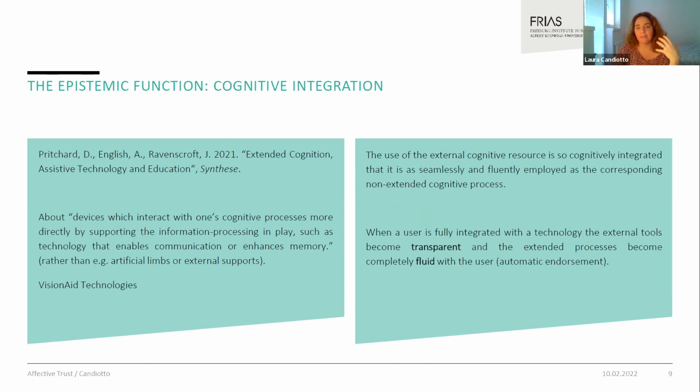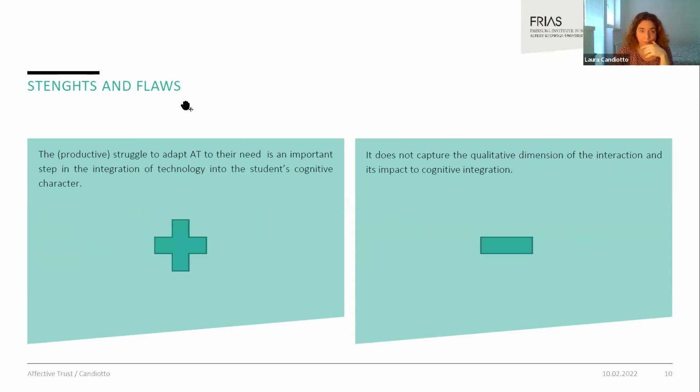And so they say that this happens when the tool is not perceived anymore as an external tool, but becomes transparent, and it is that through which the user can experience the world. So this is the function of automatic endorsement. So there is much more to this paper. I cannot discuss it in detail now, but just let me say something for moving towards my alternative view.